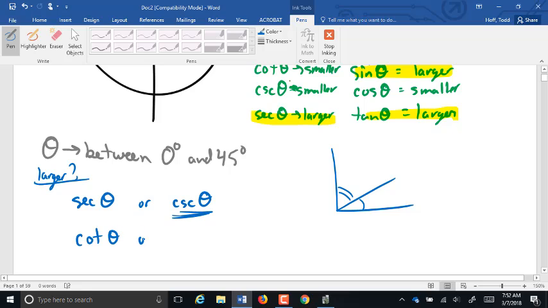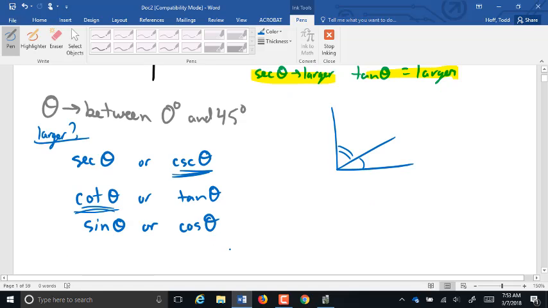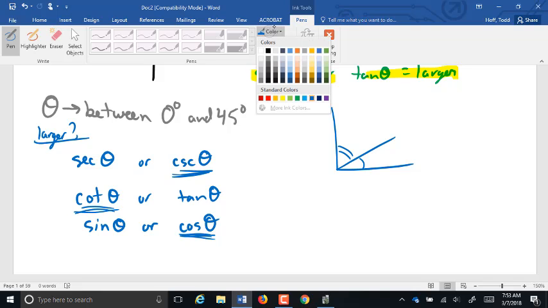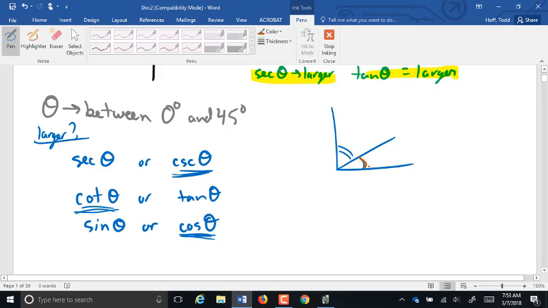Cotangent or tangent, the complement's still bigger, right? Sine or cosine, complement is still bigger. If this angle here is between 0 and 45 degrees, in other words, less than 45 degrees, let's say that's like 44 degrees even, the complement here is bigger, it's 46 degrees. So all the complementary functions will be bigger.